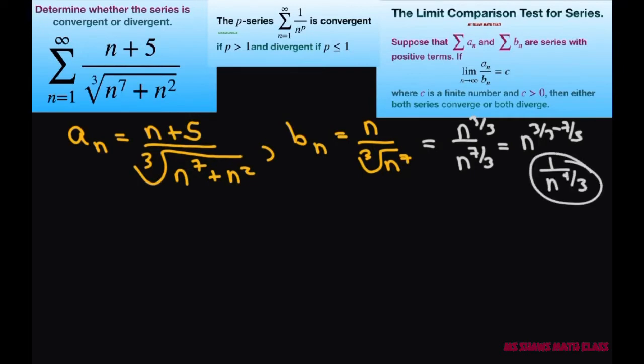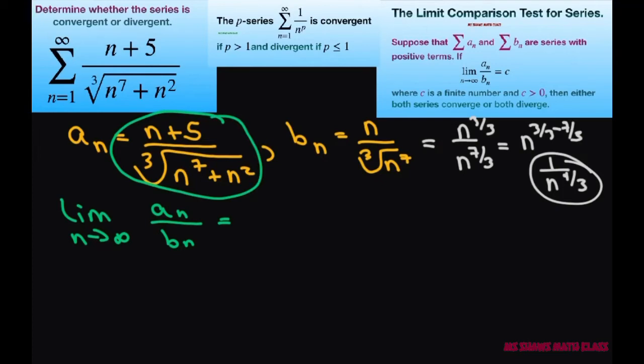All right, now we're going to take our limit as n approaches infinity of a sub n divided by b sub n. So when you divide these two, this is really going to be n+5 divided by n to the 7th plus n squared to the 1/3 power. And when you divide by this, it's the same as multiplying by n to the 4/3 divided by 1. So let's do that first.